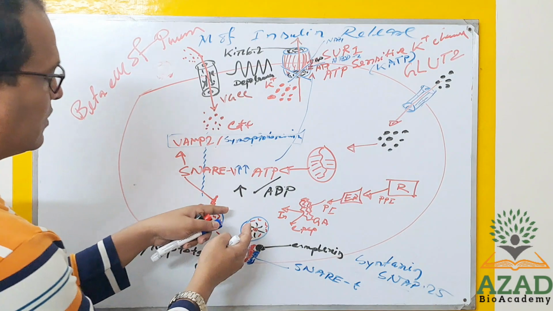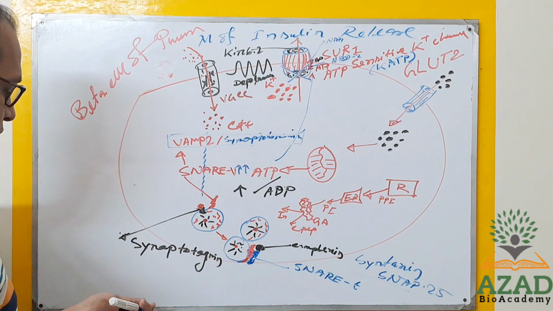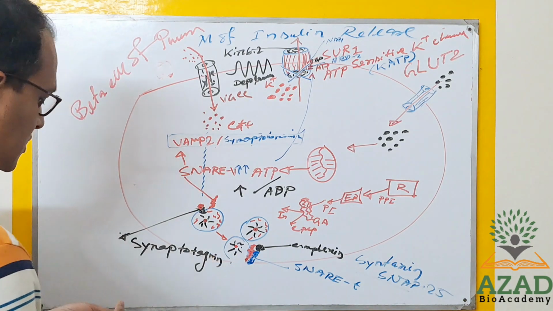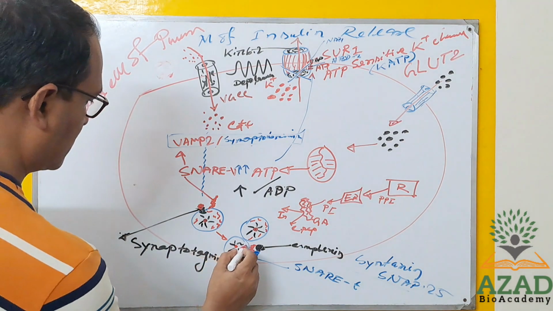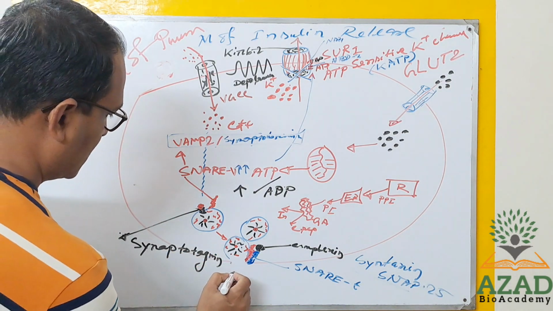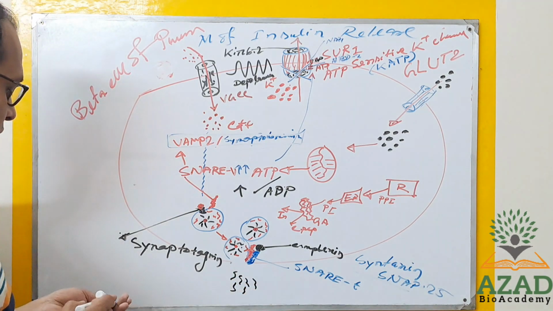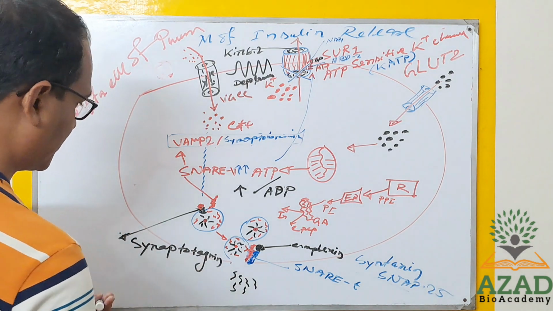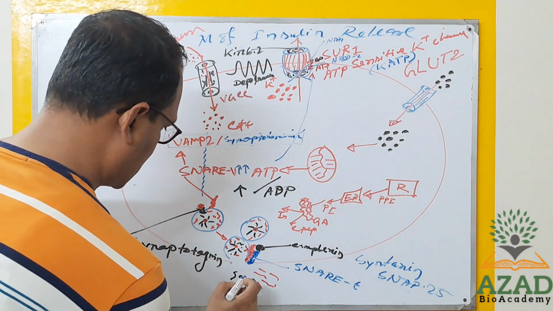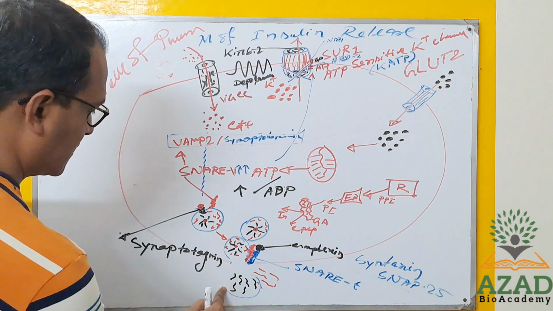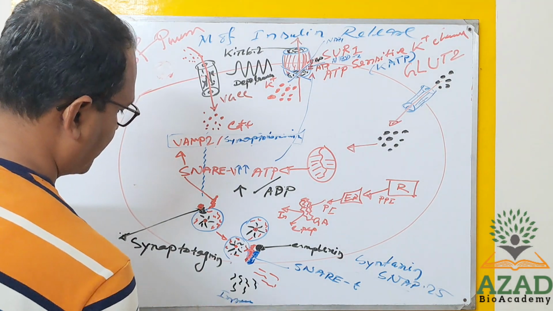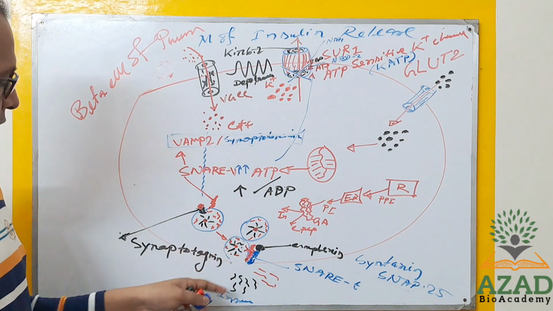Okay, the SNARE proteins T and V will make a complex, and that will now fuse the membrane. Okay, already attached, the membrane will be fused. Then what will happen? That fused membrane will release the insulin. Okay, these are the insulin, and at the same time it will release the C-peptide. These are the C-peptide. So our main target is insulin, so we can consider these are the insulin. So this is the insulin. And this insulin is released by exocytosis.